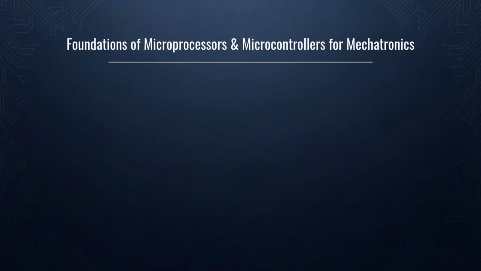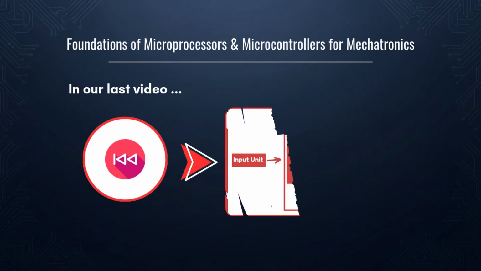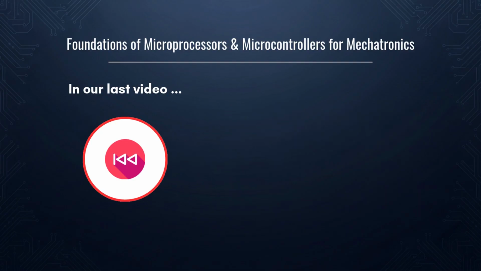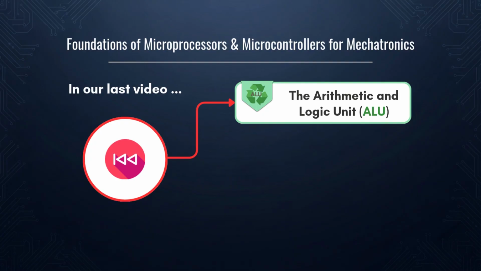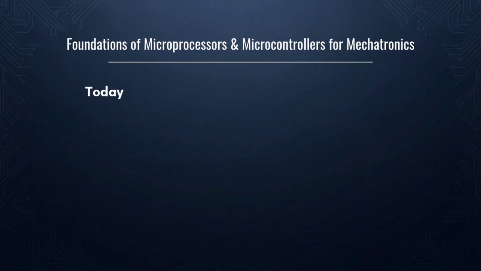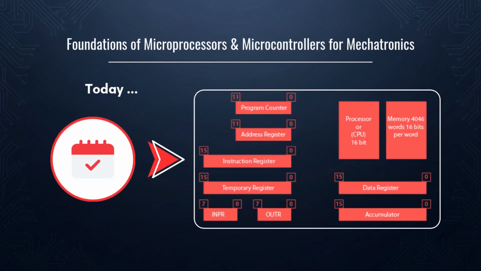Welcome back to our series on microprocessors and microcontrollers. In our last video, we introduced the architecture of the microprocessor and highlighted its main functional blocks, the arithmetic and logic unit, the control unit, and the registers. Today, we're going to take a much closer look at these registers.